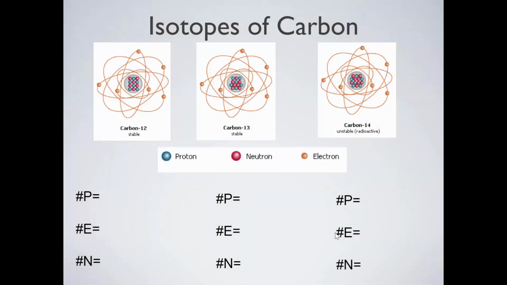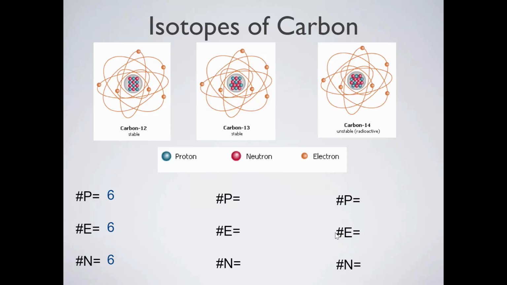All right, so let me give you this example. Carbon. If you look on your periodic table for carbon, how many protons does carbon have? 6. How many electrons? 6. How about neutrons? 6. The vast majority of carbon has that arrangement: 6 protons, 6 electrons, 6 neutrons.